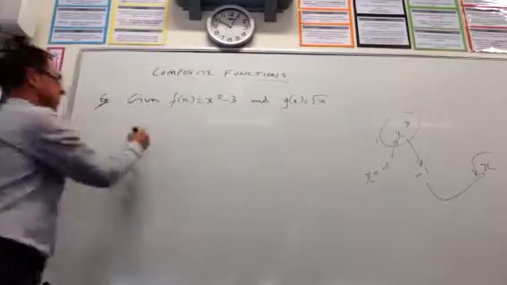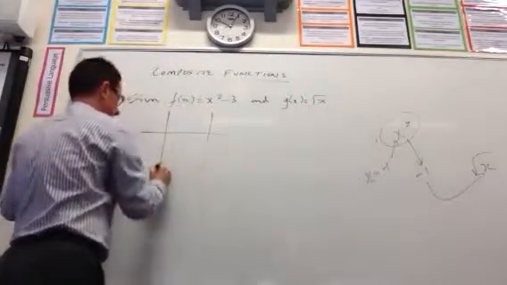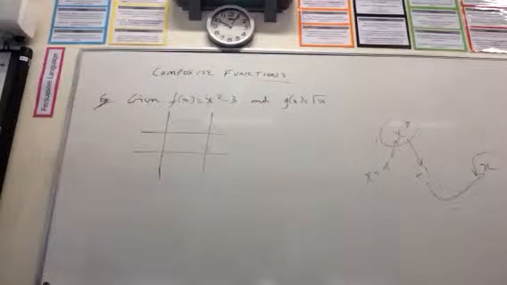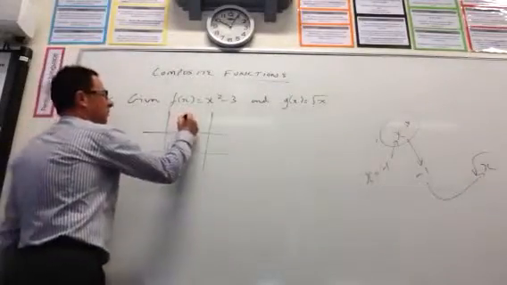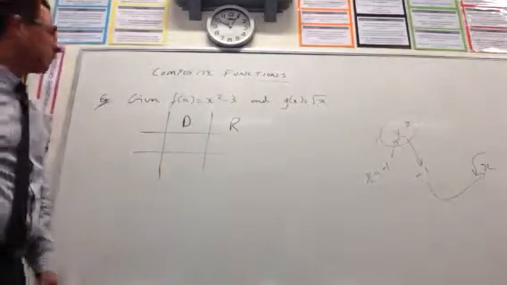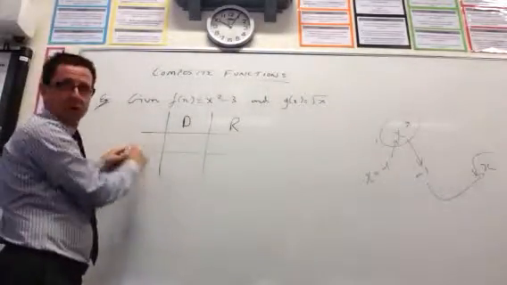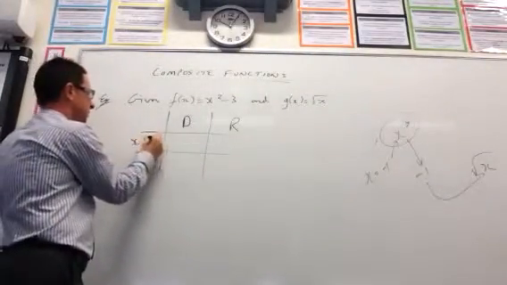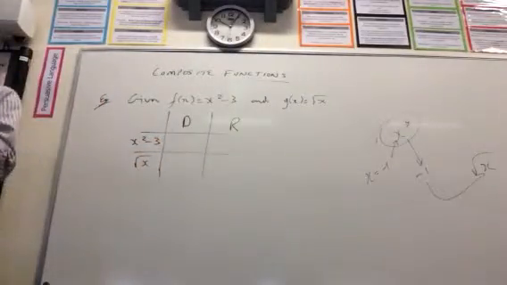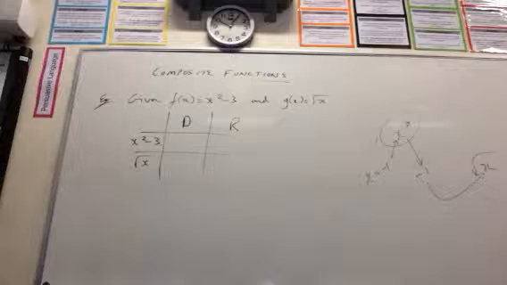With these questions, draw a grid. Every time. Don't think, draw a grid. Right here: domain, range. Right here, the two functions: x squared minus 3, and root x. So you've got the two functions they're talking about, and you write domain and range.